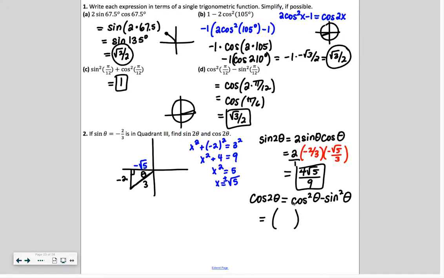So we had those values, right? Cosine of theta was adjacent over hypotenuse, so we're going to square it. And sine of theta was opposite over hypotenuse, so we're going to square that as well. So we get 5 over 9 minus 4 over 9. Is that right? So we get 1 over 9 is our answer. So that's cosine of 2 theta. Easy peasy.